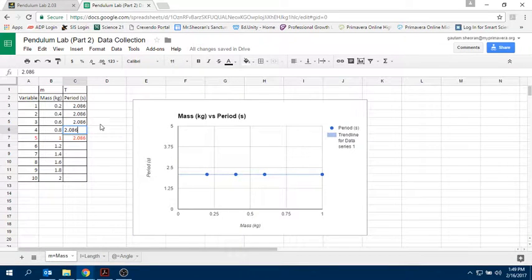Now, maybe the masses below 1 are not enough to cause an effect. I would still need to test the masses above 1 kilogram, but right now we're seeing a pretty good pattern that we're getting a straight line. So let's go check the next one.